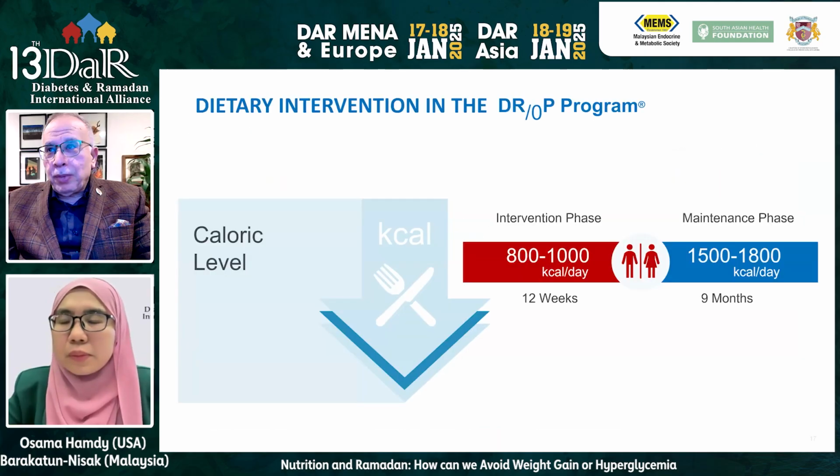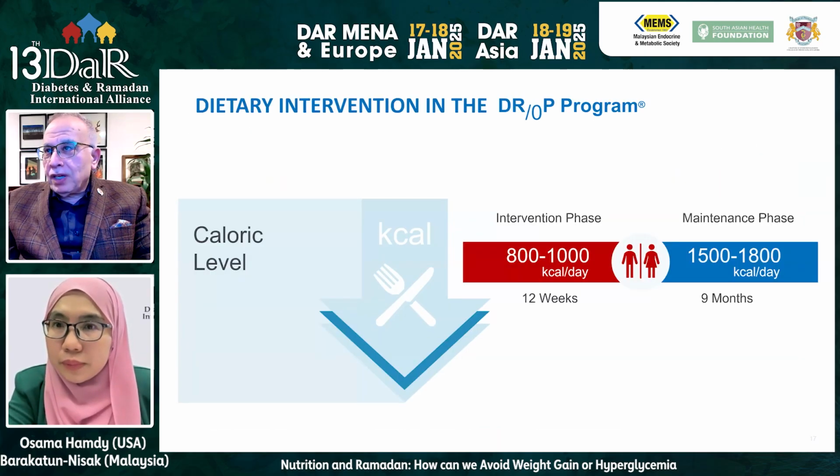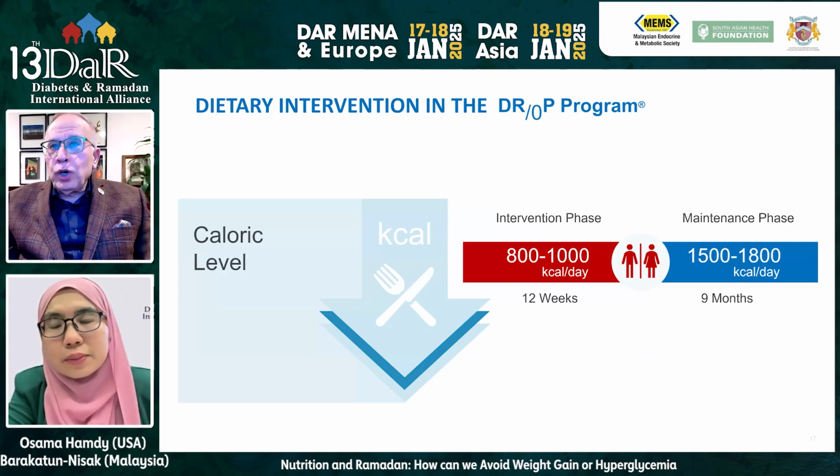To 1,000 calories. And then in the maintenance phase for 9 months, we give them 1,500 to 1,800 calories. So if people would like to do it in Ramadan, this will be a good idea. They can do it successfully in the first months. As I mentioned, those are 3 months with a very low calorie diet. And Ramadan is intermittent fasting.